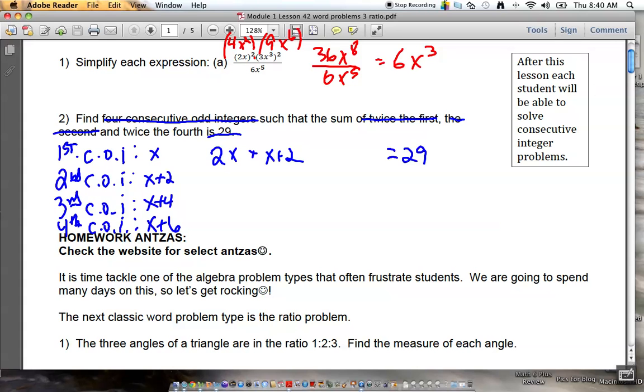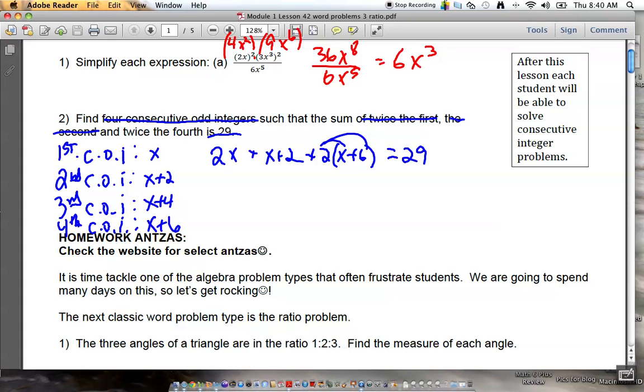All right, now what does it say next? Twice the fourth. How do I do twice the fourth? It's very important that you put the x plus 6 in parentheses. If you don't put the x plus 6 in parentheses, you will get it wrong, because it's twice the fourth, and the fourth is x plus 6. Question? What if you already multiplied? Oh, and you made it just 2x plus 12? So you kind of distributed it in your head? Yeah, that'd be fine.